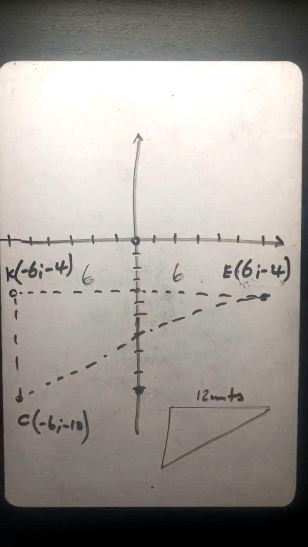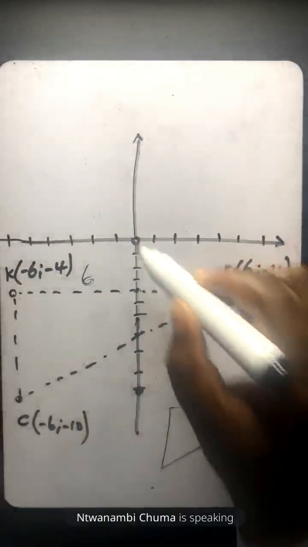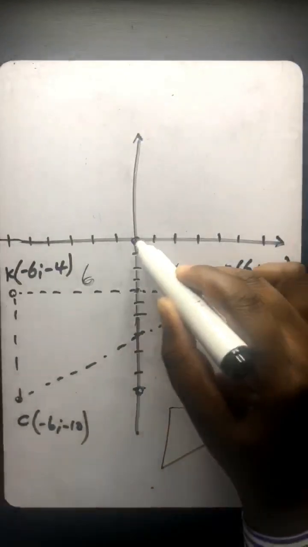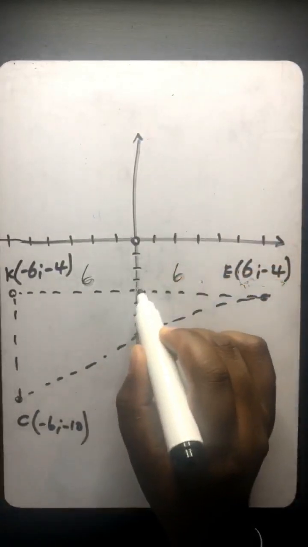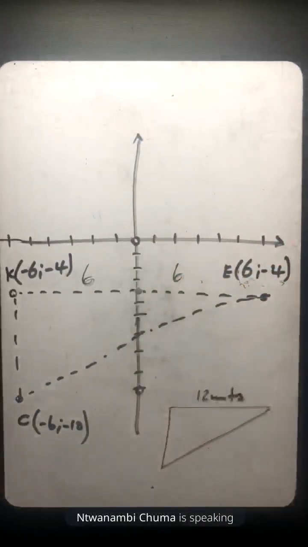1, 2, 3, 4. 7. What is that length? Okay, let's see. If from there to there is 10, what is from there to there? 4 units. So 6 units.